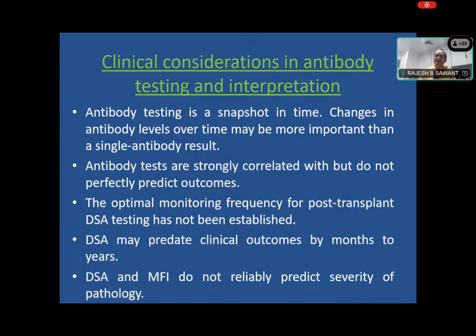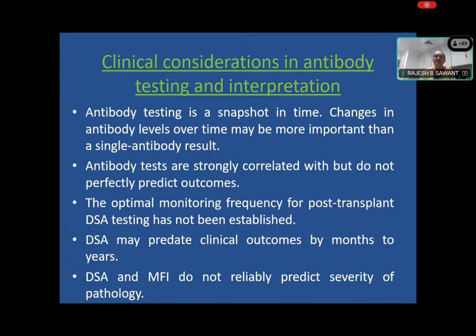How does this antibody testing help us? How do these results really help us in decision making? The first thing I want everyone to understand is that an antibody result is basically a snapshot in time. You have to understand it in the correct perspective, because changes in antibody results will keep happening, and a single result is not as important as a trend observed across the various results. Just doing one antibody test and saying that everything is fine can be misleading. You have to do testing at various time points during the transplant process.